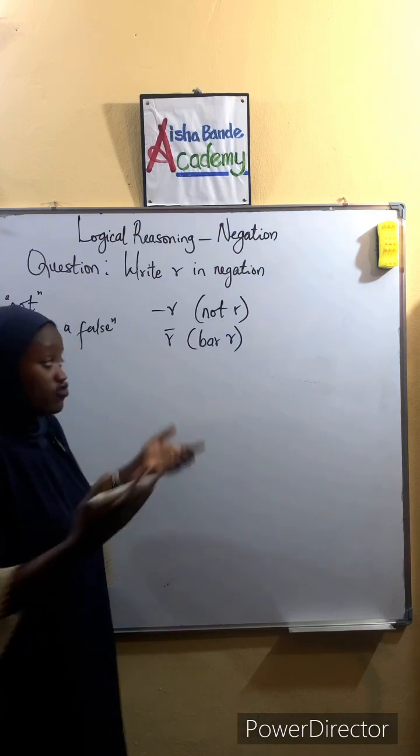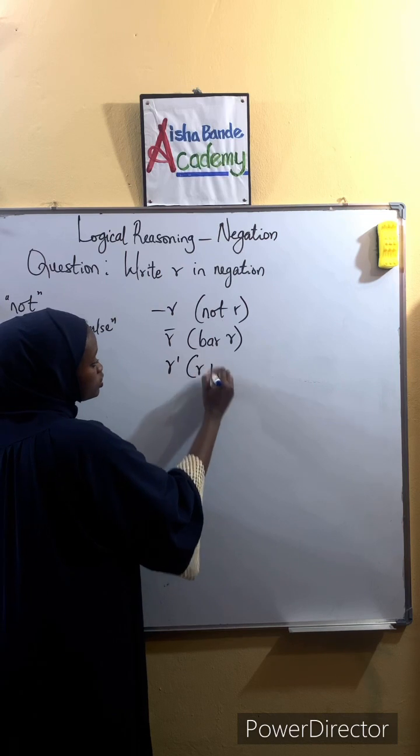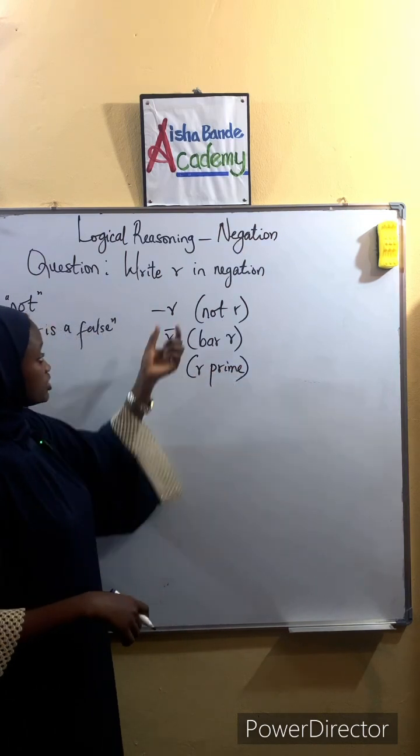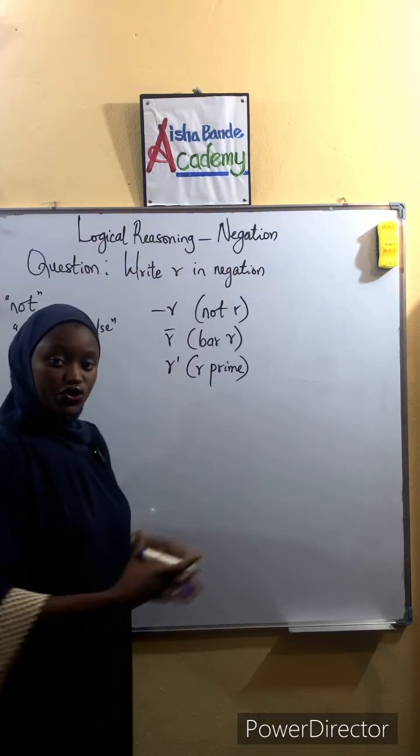Then another way of writing R in negation is also R prime. So this is called R prime. This is how we write R in negation under logical reasoning.